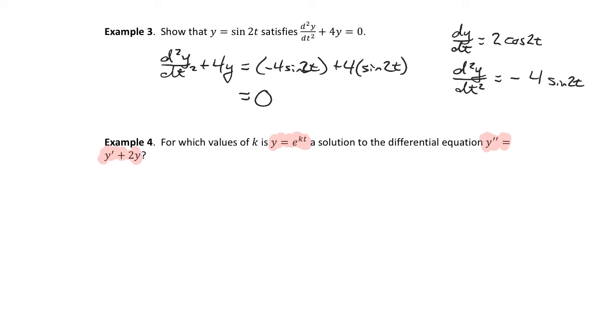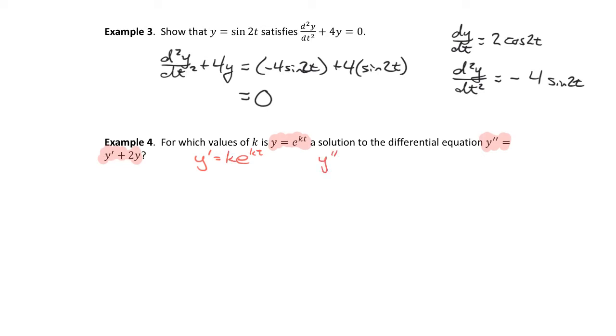Let's figure out what the derivative and the second derivative are. So y is equal to e to the kt. Y prime will be, we take the derivative of e to the kt, which is e to the kt, but we multiply that by the derivative of the exponent, which is k.